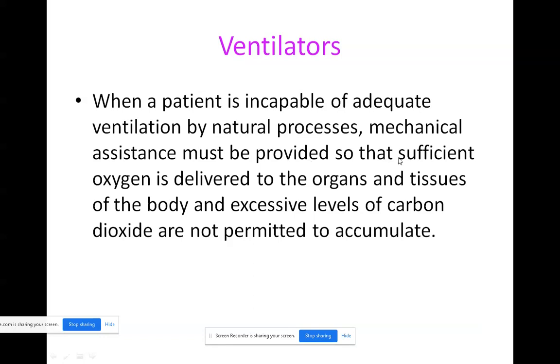Mechanical assistance must be provided so that sufficient oxygen is delivered to the organs and tissues of the body and excessive levels of carbon dioxide are not permitted to accumulate. So by using this ventilator you can provide sufficient oxygen to the organs and tissues of the body, as well as expel the carbon dioxide which is excessive or accumulated in your body. Okay.